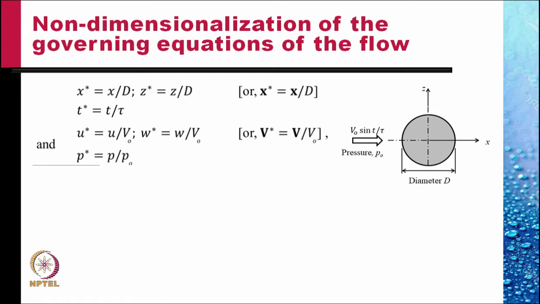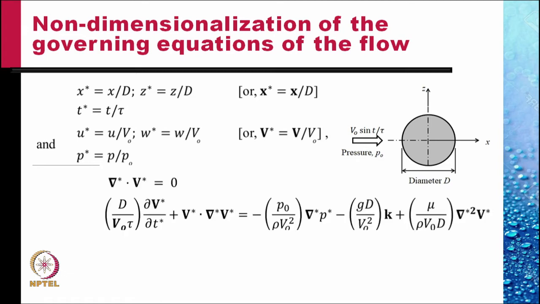The velocity components u and w are non-dimensionalized with respect to the amplitude of the free stream velocity V naught. The pressure is non-dimensionalized with P naught, the free stream pressure. And when we do this, the governing equations take these forms. We have simplified the momentum equation by making the coefficient of the convective acceleration 1.